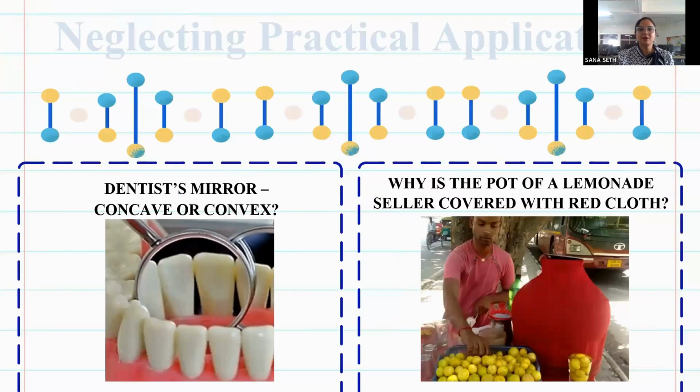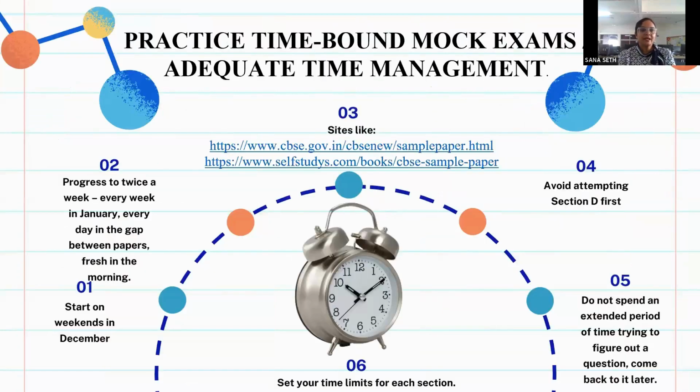Now some small little do's and don'ts about how to start solving the science papers. What should be your frequency? Let's not make very tall claims. I study 14 hours, 15 hours, practically not possible. So when you start by December, you should have started solving papers in the weekends. This is December. January, you must progress to solving papers twice a week.